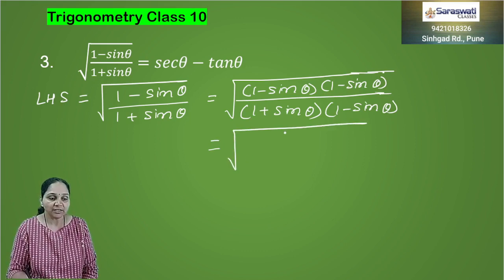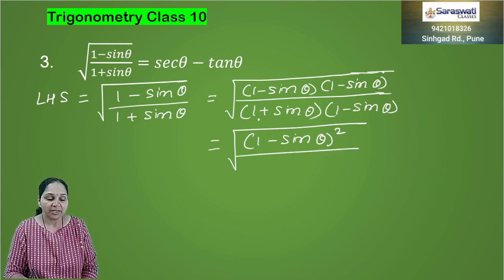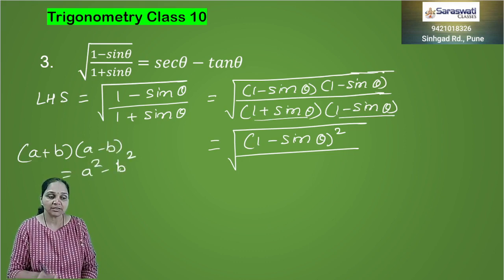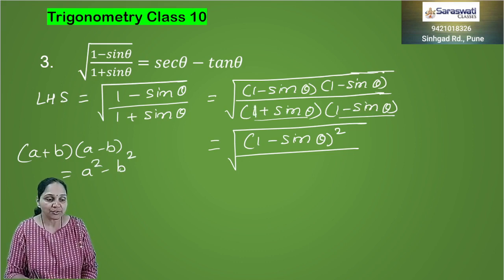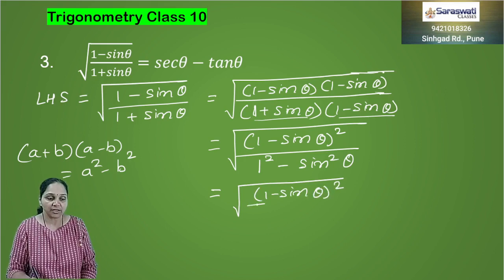So the numerator is 1 minus sin theta whole square upon, in the denominator, see, it is like a plus b into a minus b. We know this identity, a plus b into a minus b is equal to a square minus b square. So here in place of a we have 1, and in place of b we have sin theta, and it becomes 1 square minus sin square theta. So it is equal to 1 minus sin theta bracket square upon.